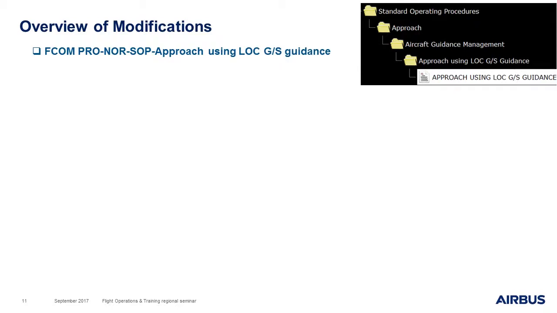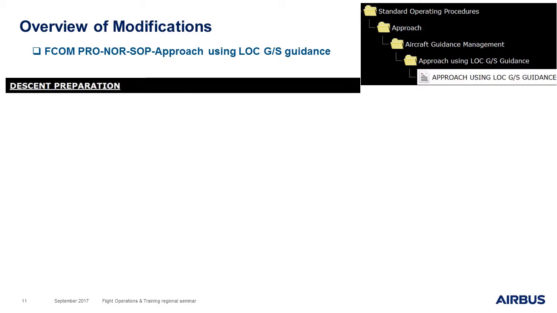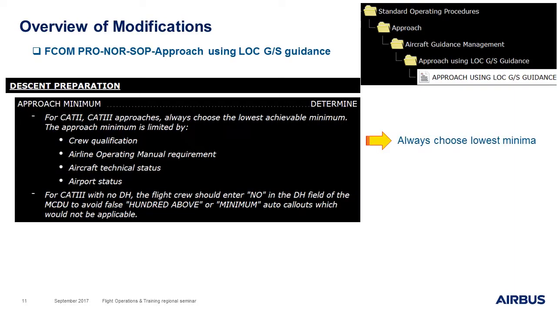So we start with the section Approach using log glide slope guidance. As you know, in this chapter, we cover all the specificities that are linked to a given guidance mode for all the different flight phases. So in this chapter, we will find a paragraph for descent preparation. In descent preparation, we'll have to determine the approach minimum. And you have to always choose the lowest minima to anticipate a degradation of the weather.